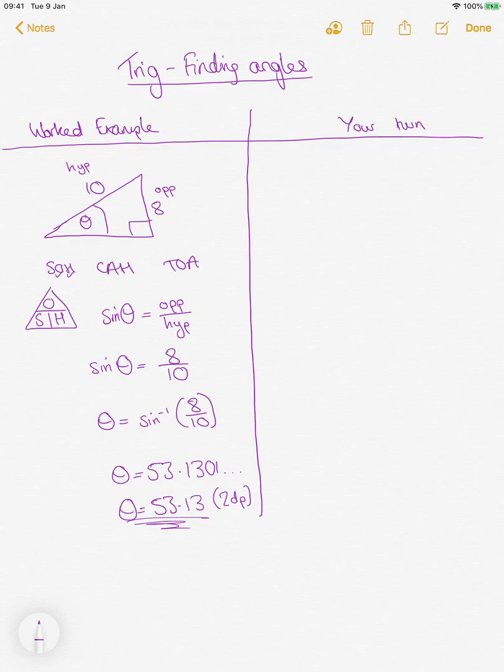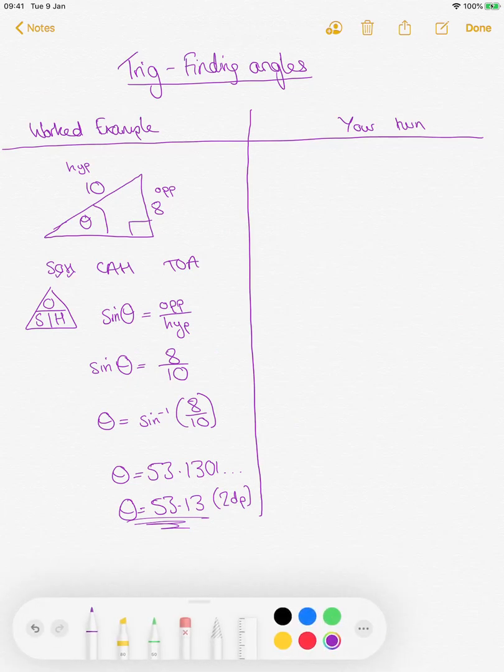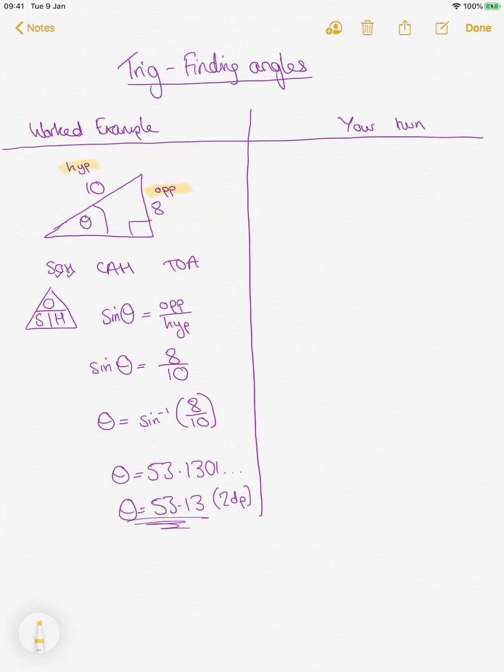So I rounded my answer there to 2 decimal places. It didn't say at the start, but that's fine. So I'll talk through what I did now. First thing to do is I identified it was a trigonometry question, so going to use SOHCAHTOA. It's a right angle triangle, so SOHCAHTOA. I then labelled my sides, and I can see that I've got my opposite and I've got my hypotenuse. So I know that's going to be the SO part of it.